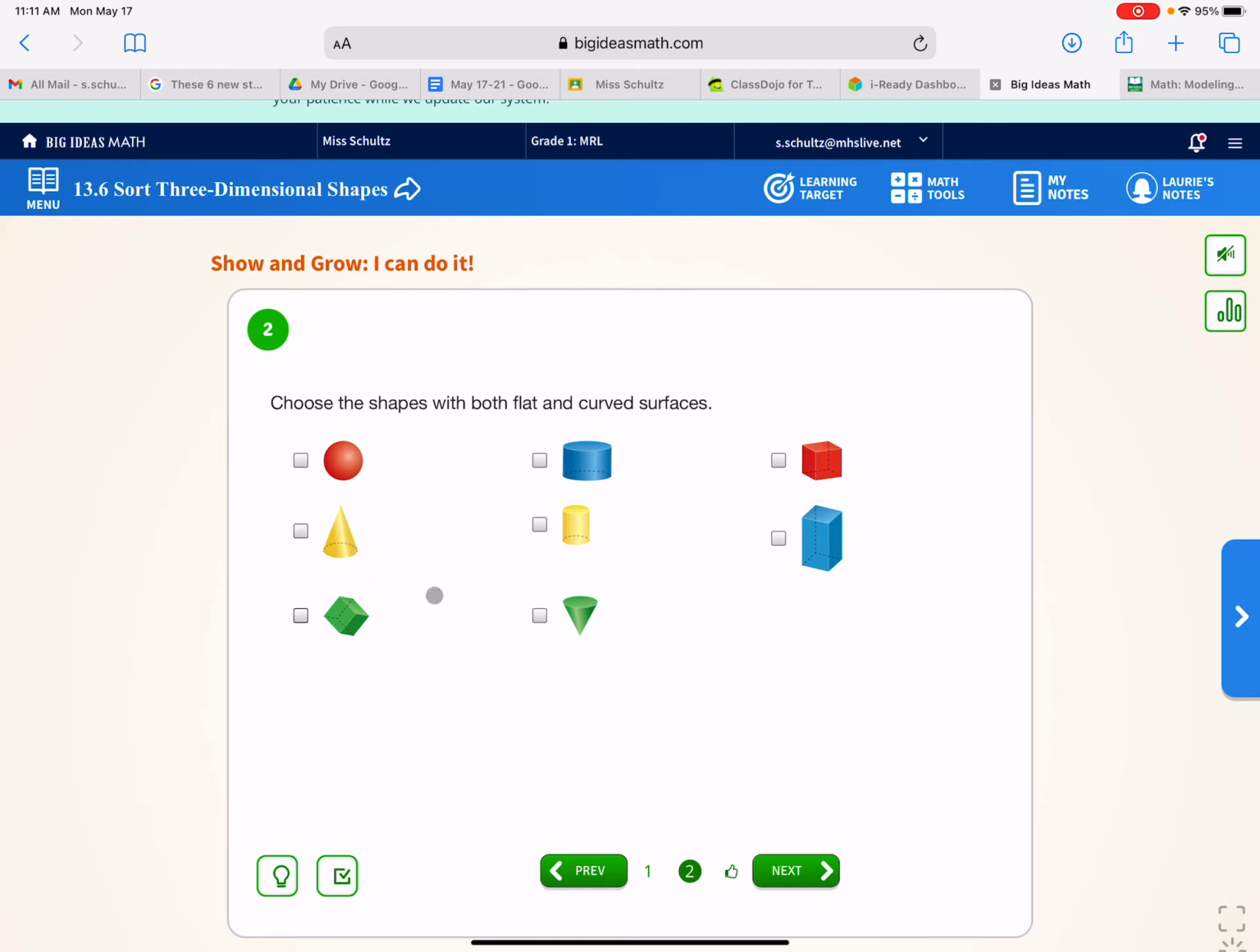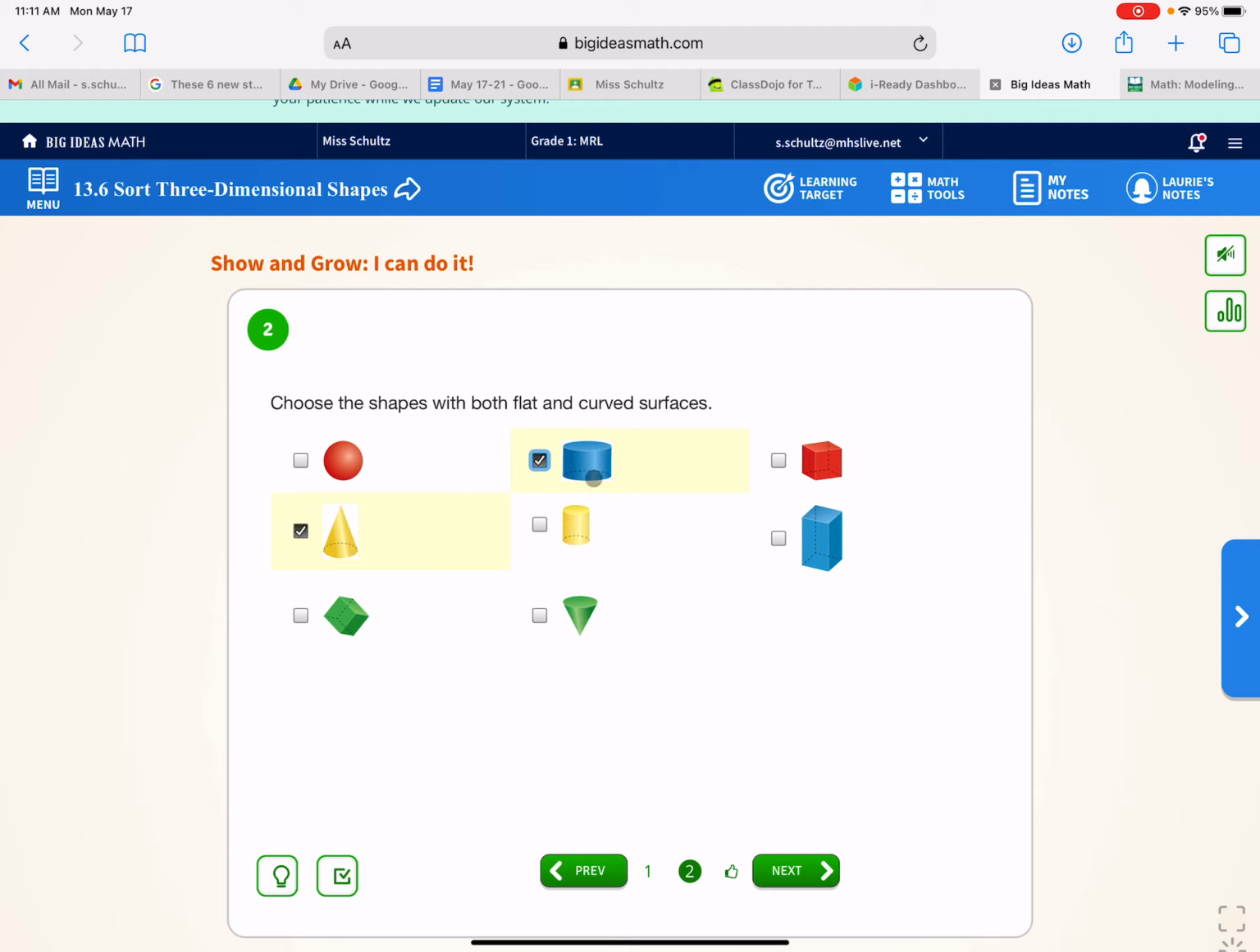Now, what about this shape? Below, it's considered flat, but then it's also curved at the bottom. It's also a circle, so this one will work. Now, are there any curved surfaces in this cube? There's definitely flat surfaces, but not any curved surfaces, so that one won't work. Then what about this example? Well, there's two flat surfaces, and there's curved circles at the top and the bottom, so this one will work.